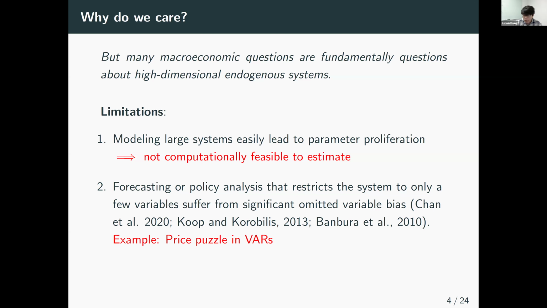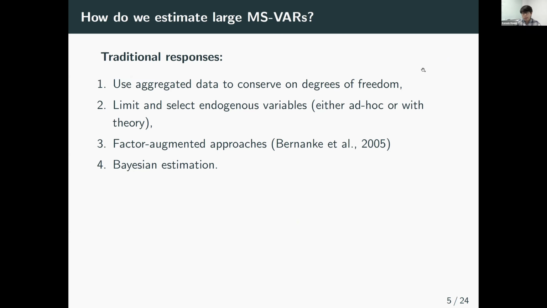And what people have also found out is that if you were to include more variables to the system, for example, if you include inflation expectations, that puzzle seems to dissolve. So that is a very obvious example of an omitted variable bias that affects a policy analysis, policy prediction of a monetary policy shock. So the traditional responses in this situation would be, you could use aggregated data.